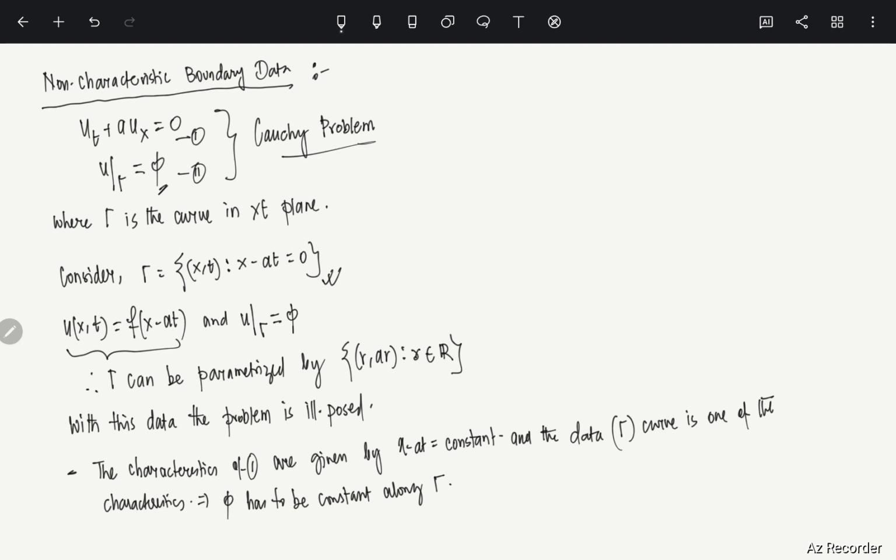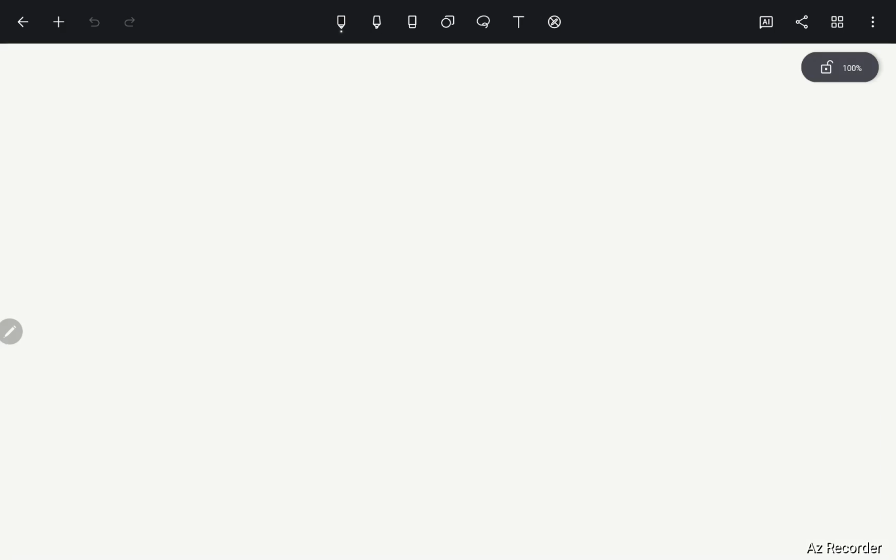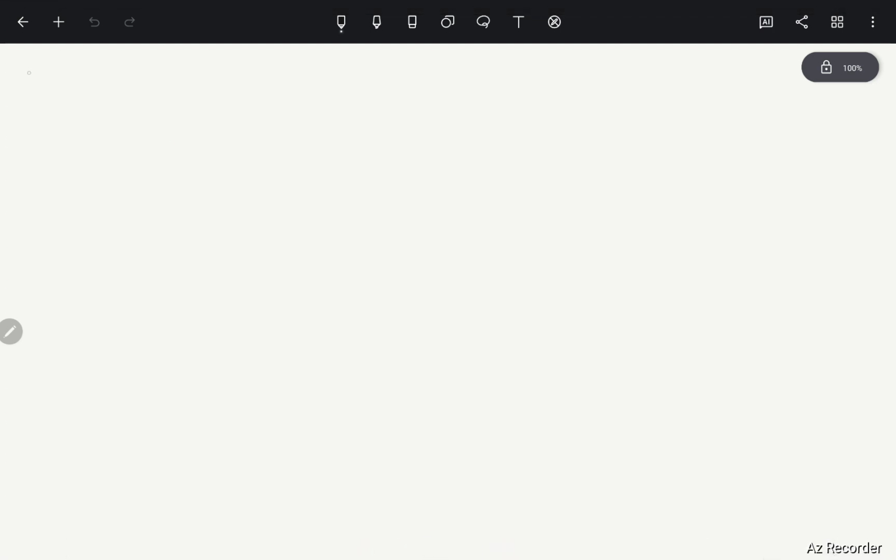Okay, so what's happening here? How do we put this information together? We define something called a non-characteristic. So we say that gamma is a non-characteristic. Gamma is your data curve, right? So that is a non-characteristic for the Cauchy problem.